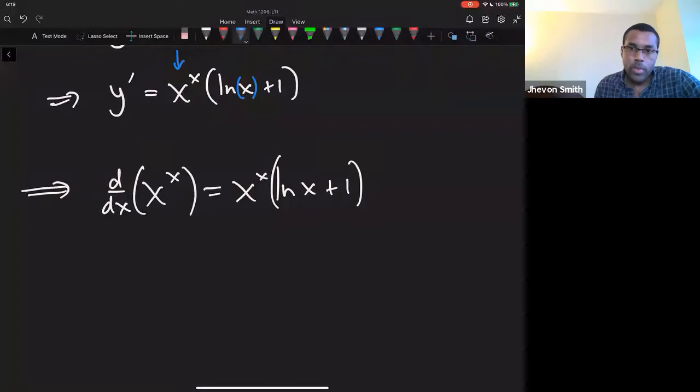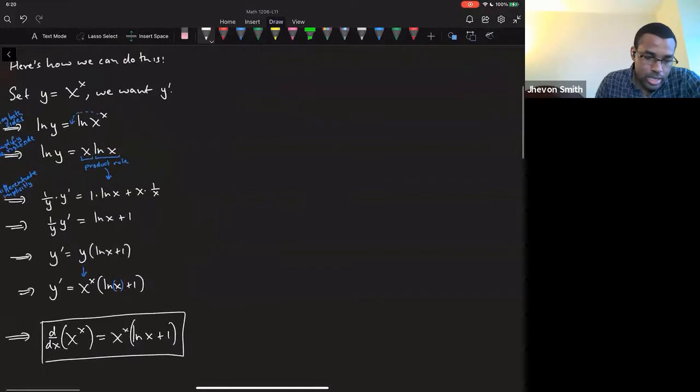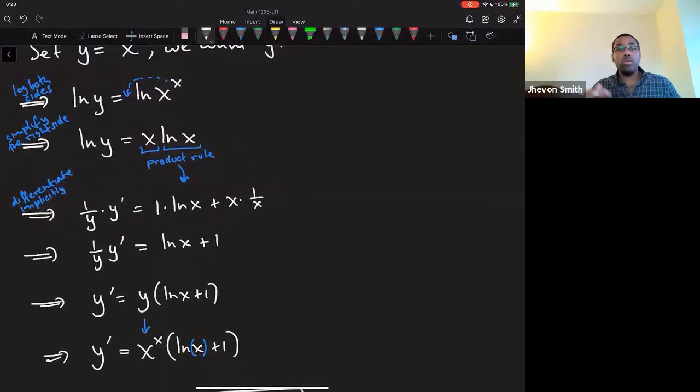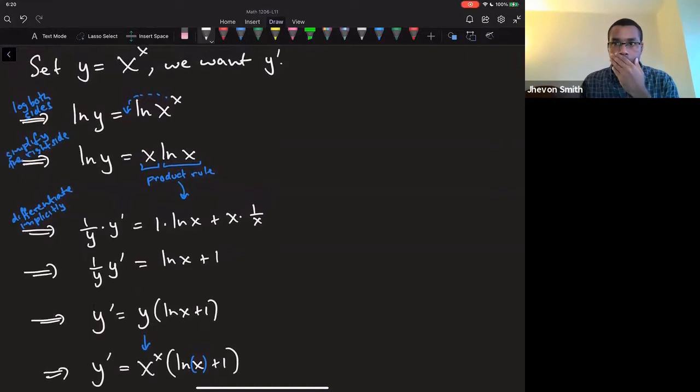Now, this technique that I just did is called logarithmic differentiation because I used a logarithm to simplify things before I actually took the derivative. Are there any questions on this, on what I did? Okay, so that is logarithmic differentiation, essentially.